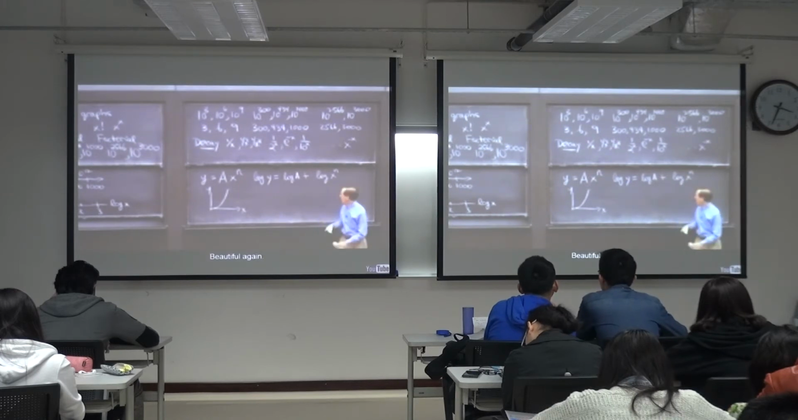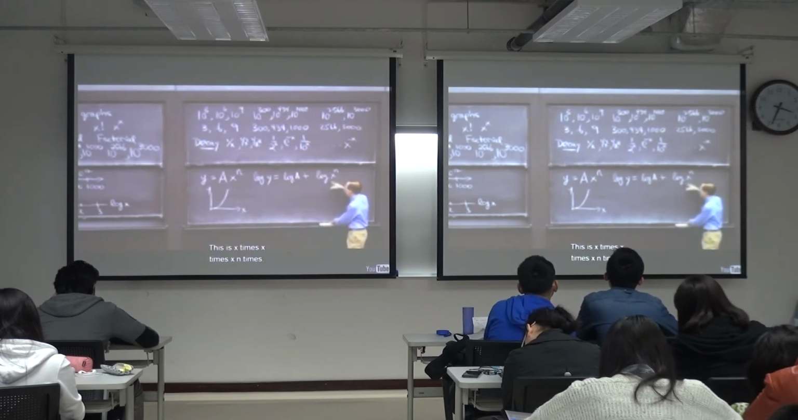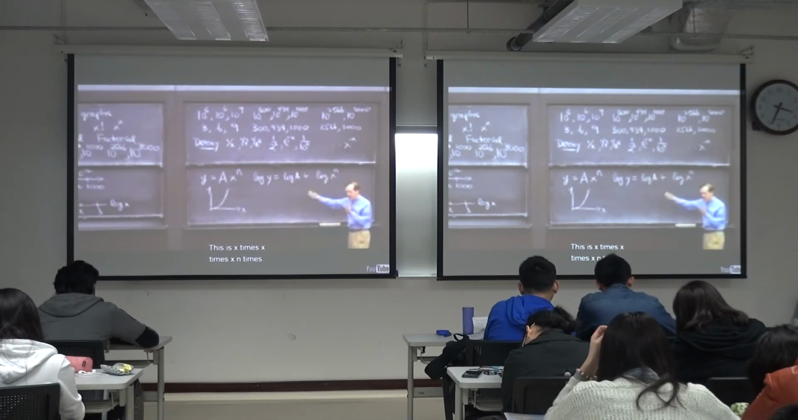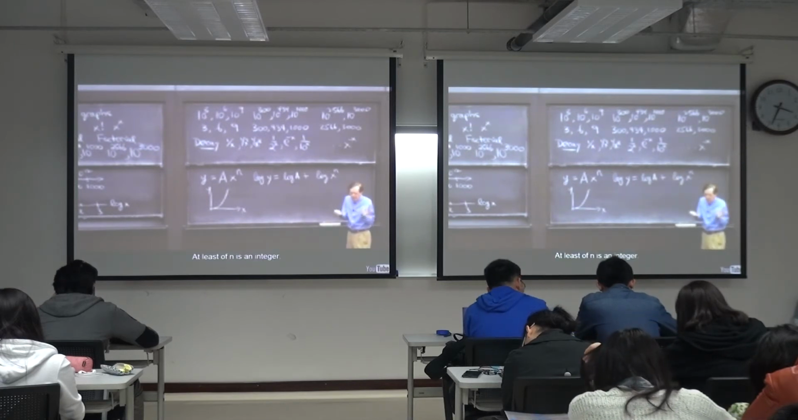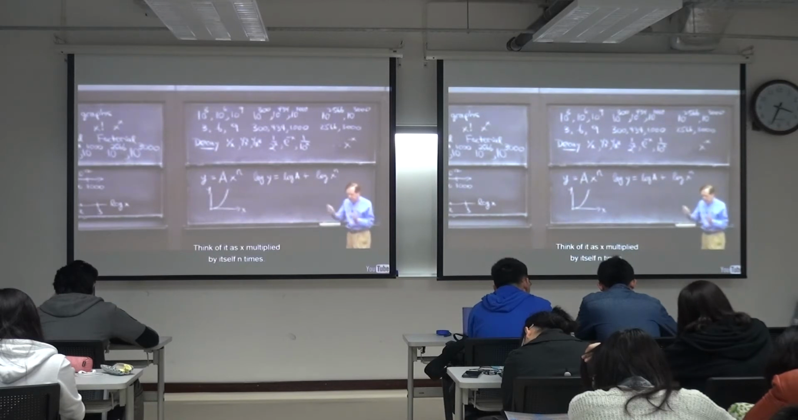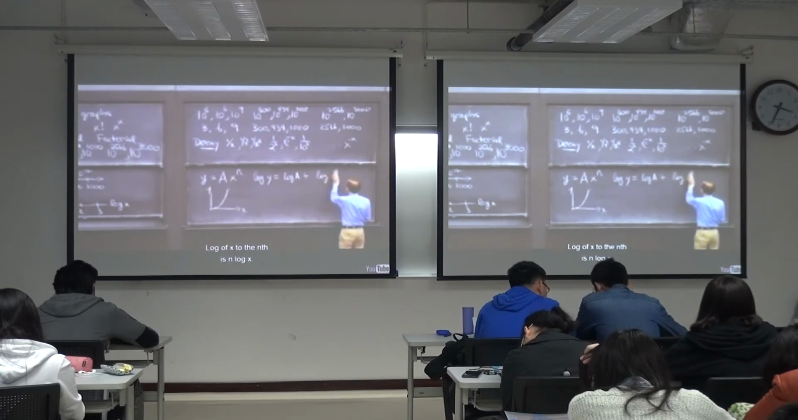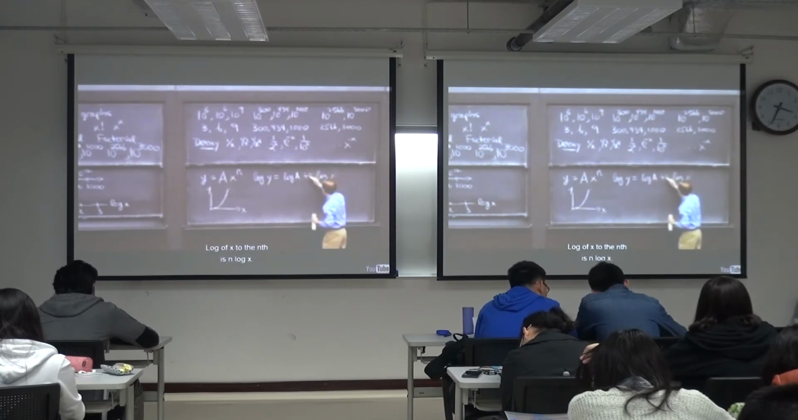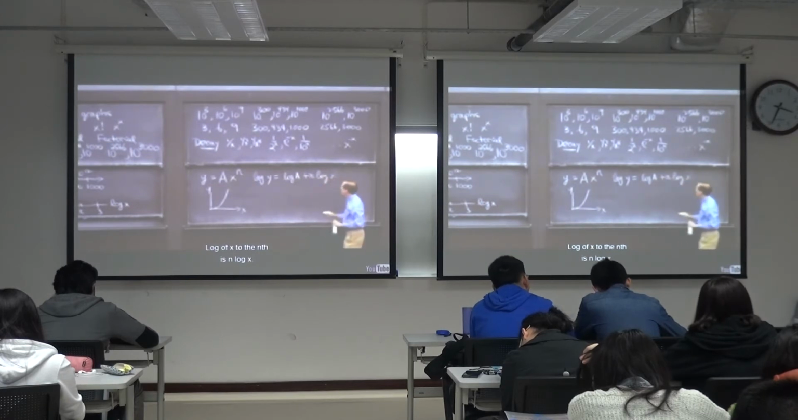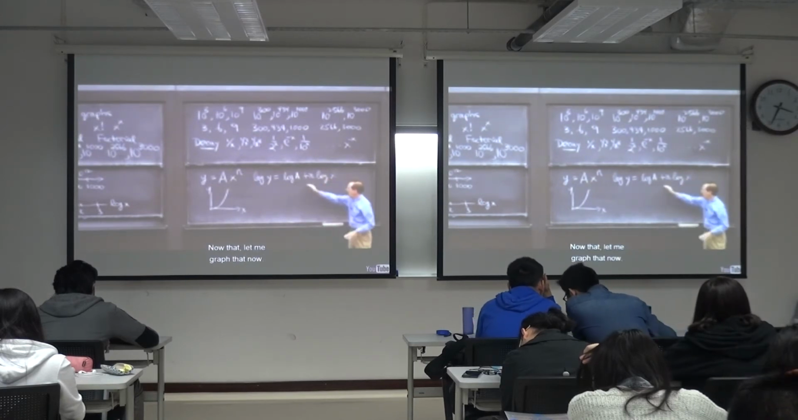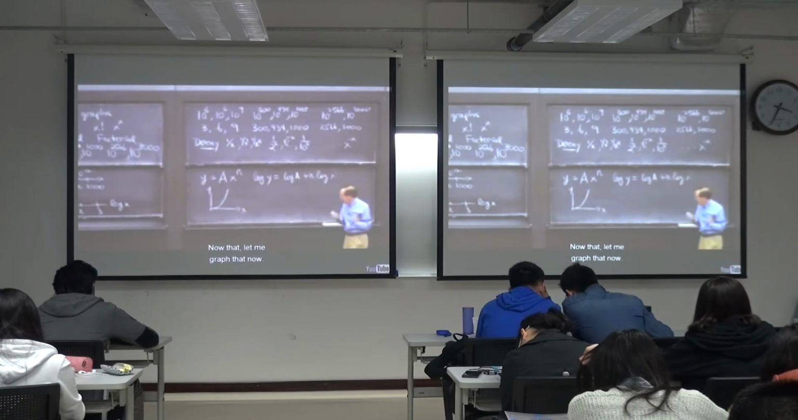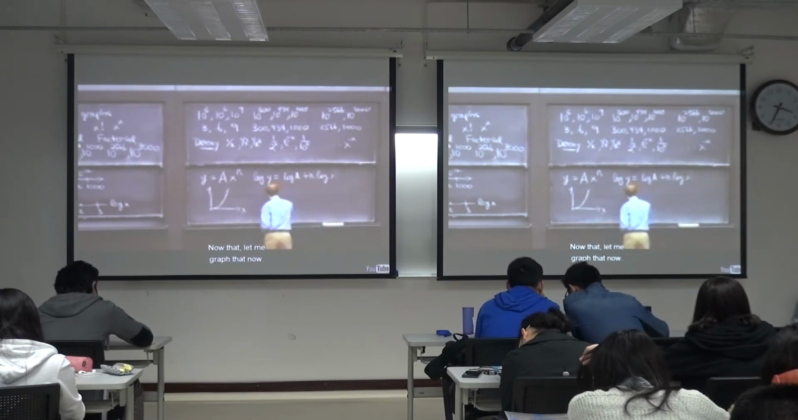Beautiful again. This is x times x times x, n times, at least if n is an integer. Think of it as x multiplied by itself n times. When I take the logarithm, I add n times. Log of x to the nth is n log x.